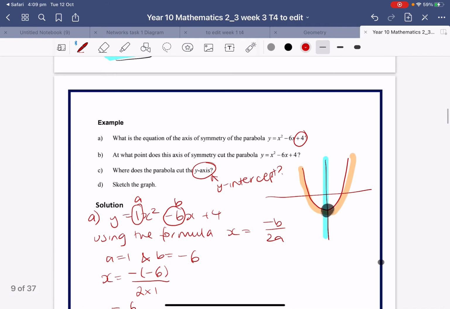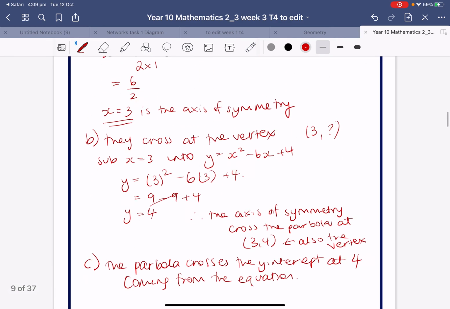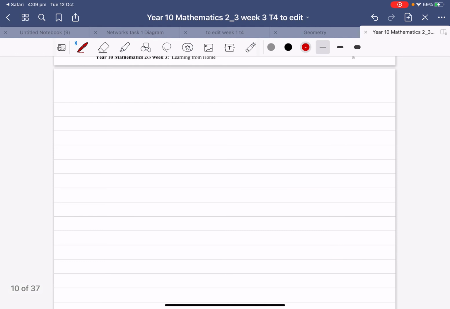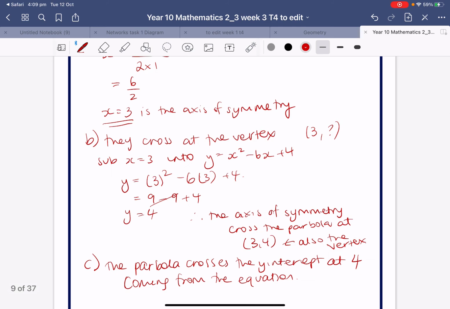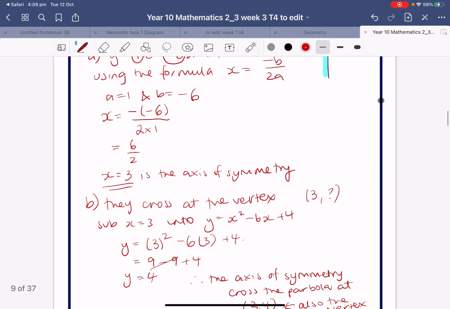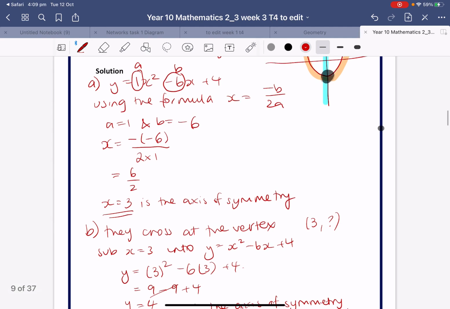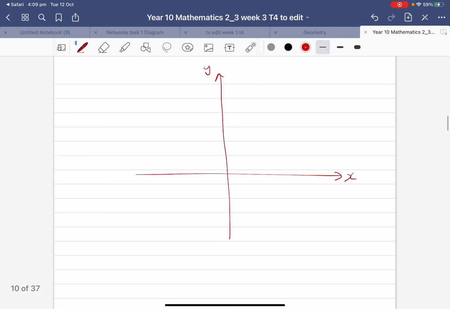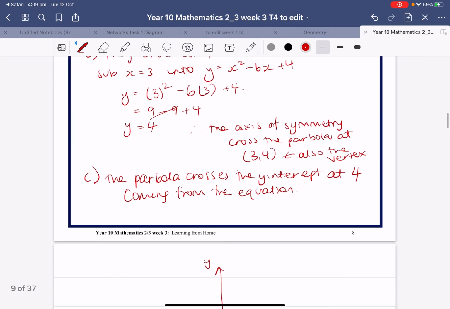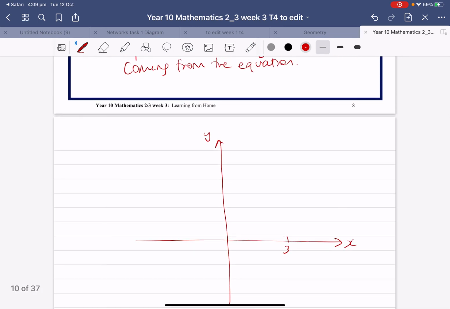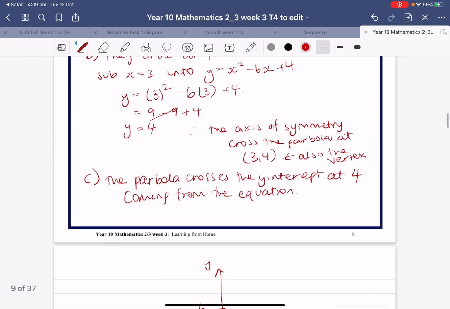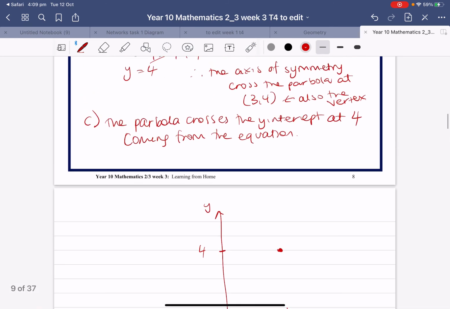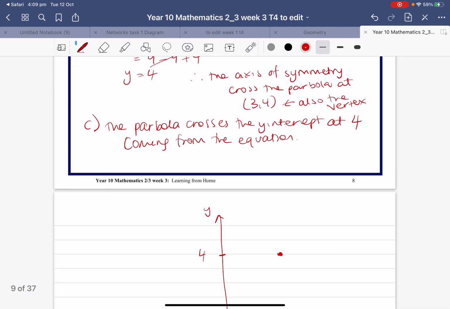Okay, and then lastly, part D is sketch the graph. So let's draw this. This is just a sketch, so please forgive me for not doing straight lines. This is our x, this is our y. At x equals 3 is our axis of symmetry, so let's do 3 here. Our vertex is going to be at 4, so that's going to be up here. Drop the point there.